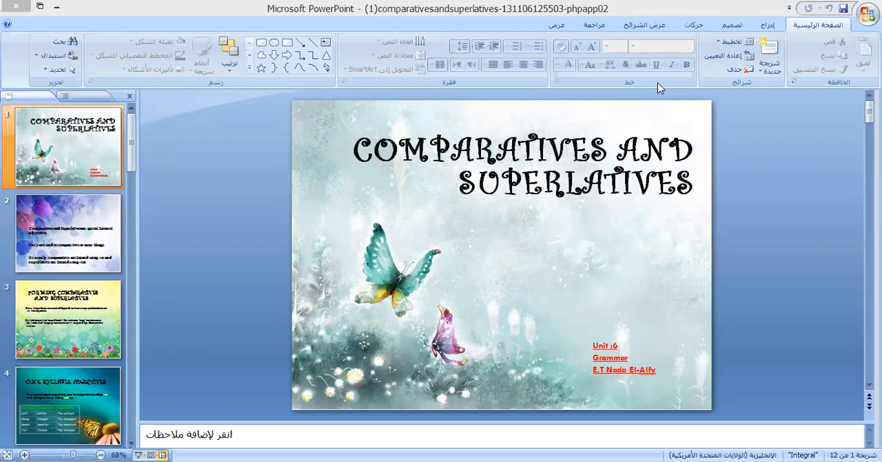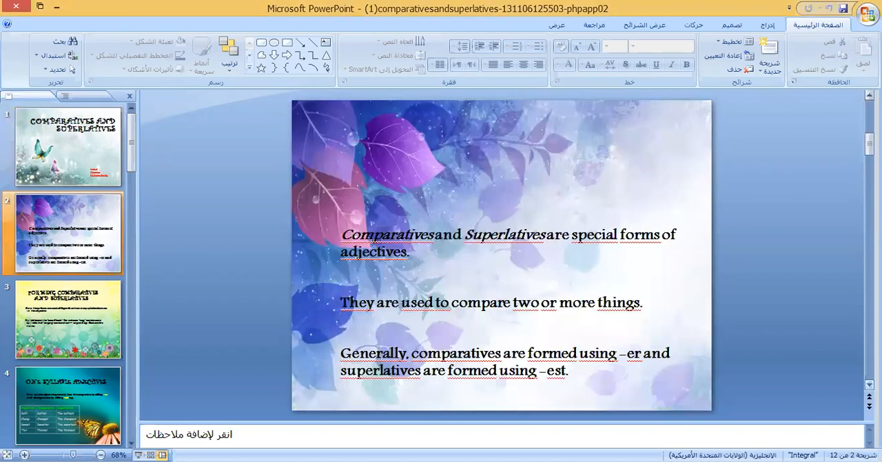Mr. Nzih with you today to explain a very important rule in grammar entitled comparatives and superlatives. Today we are going to know the difference between comparatives and superlatives. First, comparatives and superlatives are special forms of adjectives. They are used to compare two or more things. Generally, comparatives are formed using -er and superlatives are formed using -est.